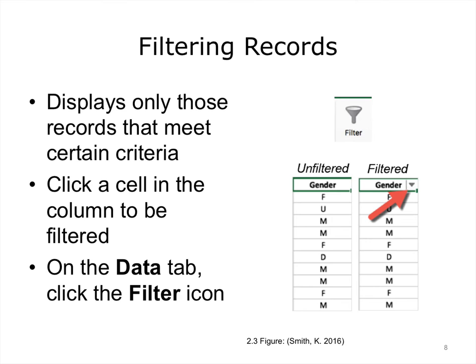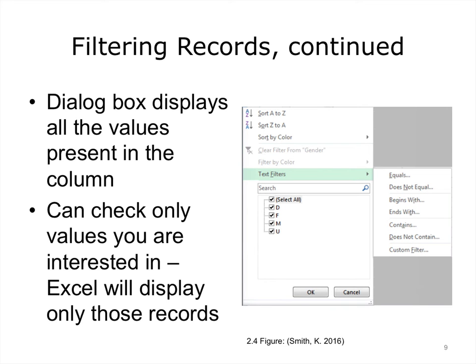Click the drop-down arrow and we'll look at what happens on the next slide. If you click the drop-down arrow on the column header, you should now see a dialog box with several options. First, at the bottom of the dialog box is the list of all the values that were present in the gender column: the M, F, U, and the D that is an incorrect value.